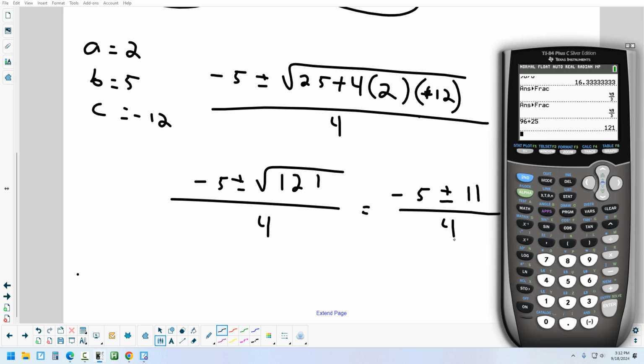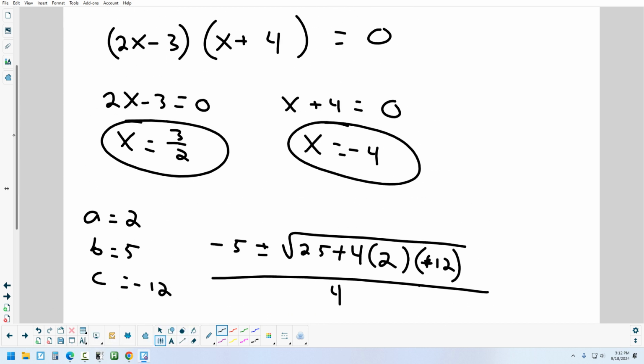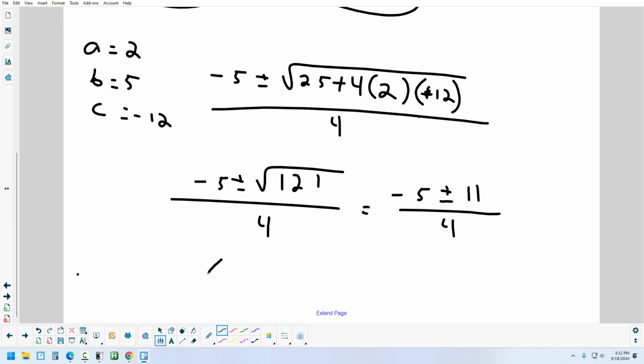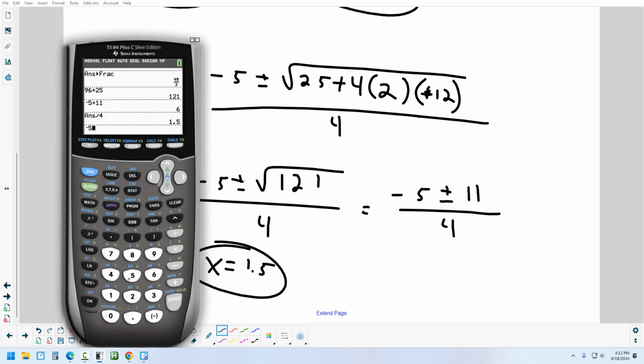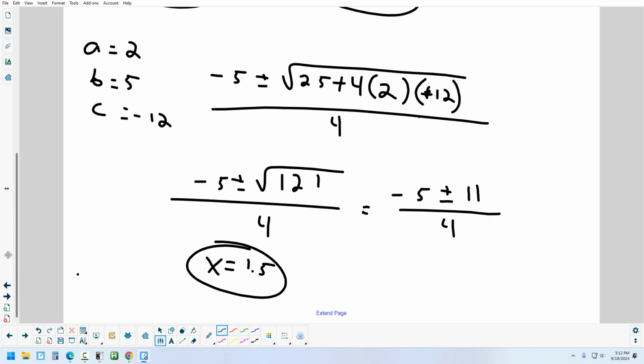So the two answers that we're going to get are negative 5 plus 11, and then divide by 4. So 1.5, which is 3 divided by 2. So there's our first answer. And the second answer is negative 5 minus 11 divided by 4. And we get negative 4. And that was our second answer when we factored. So there's two different ways to solve a quadratic equation.